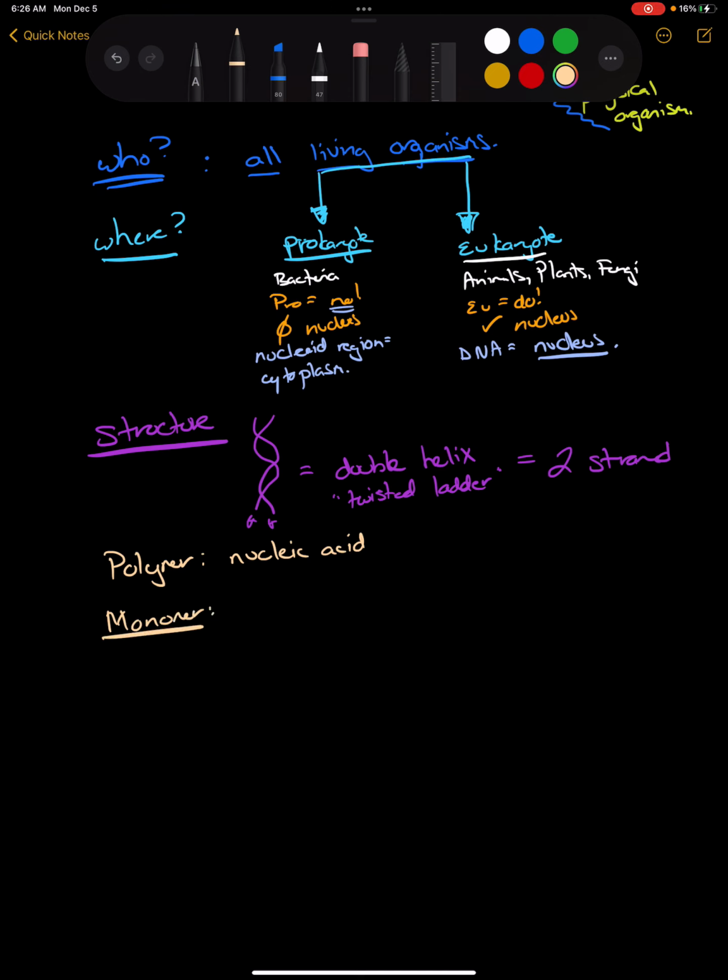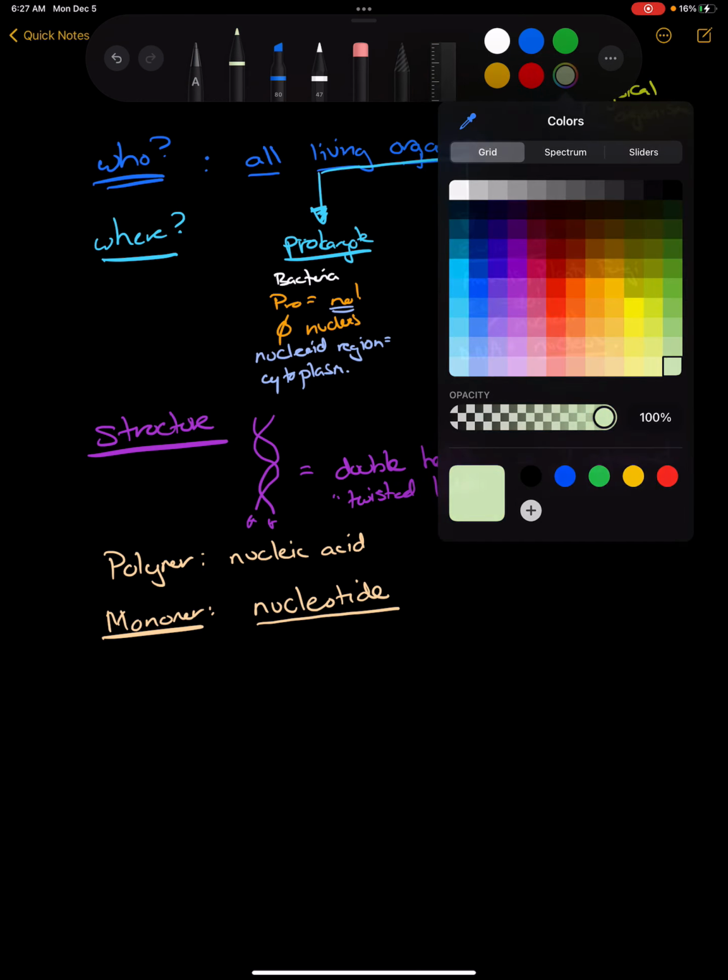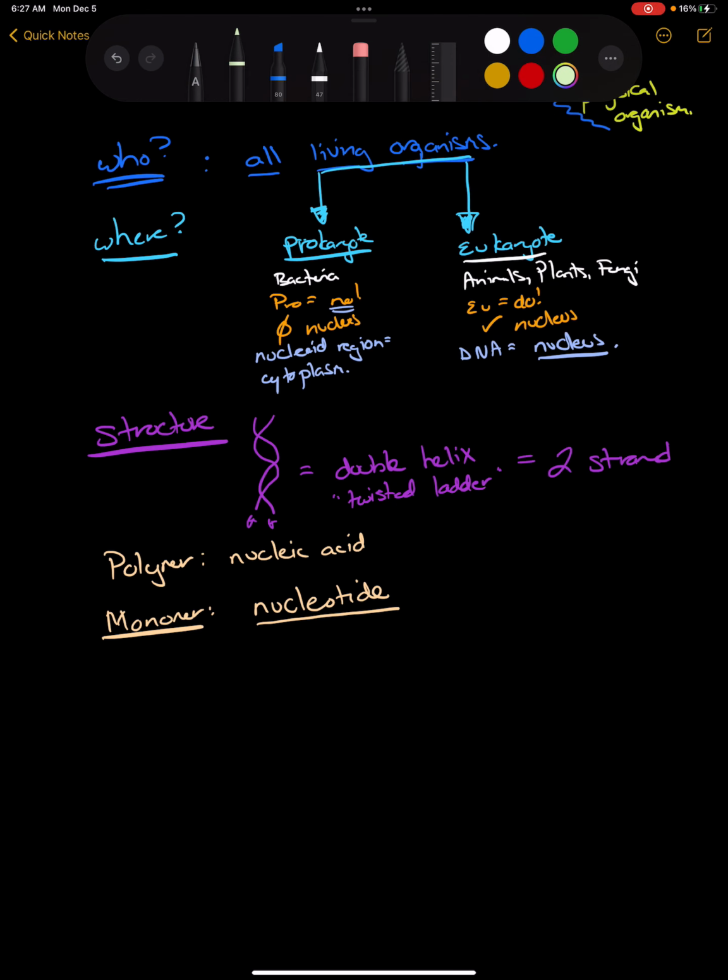It sounds really familiar. The monomer is a nucleotide, okay? So my monomer of a nucleic acid is a nucleotide. And my nucleotides, they're made up of 3 pieces, okay? My first piece is a phosphate group. Remember we talked about phosphates with our ATP molecule. Remember, phosphates have a phosphorus surrounded by 4 oxygens, phosphate group.